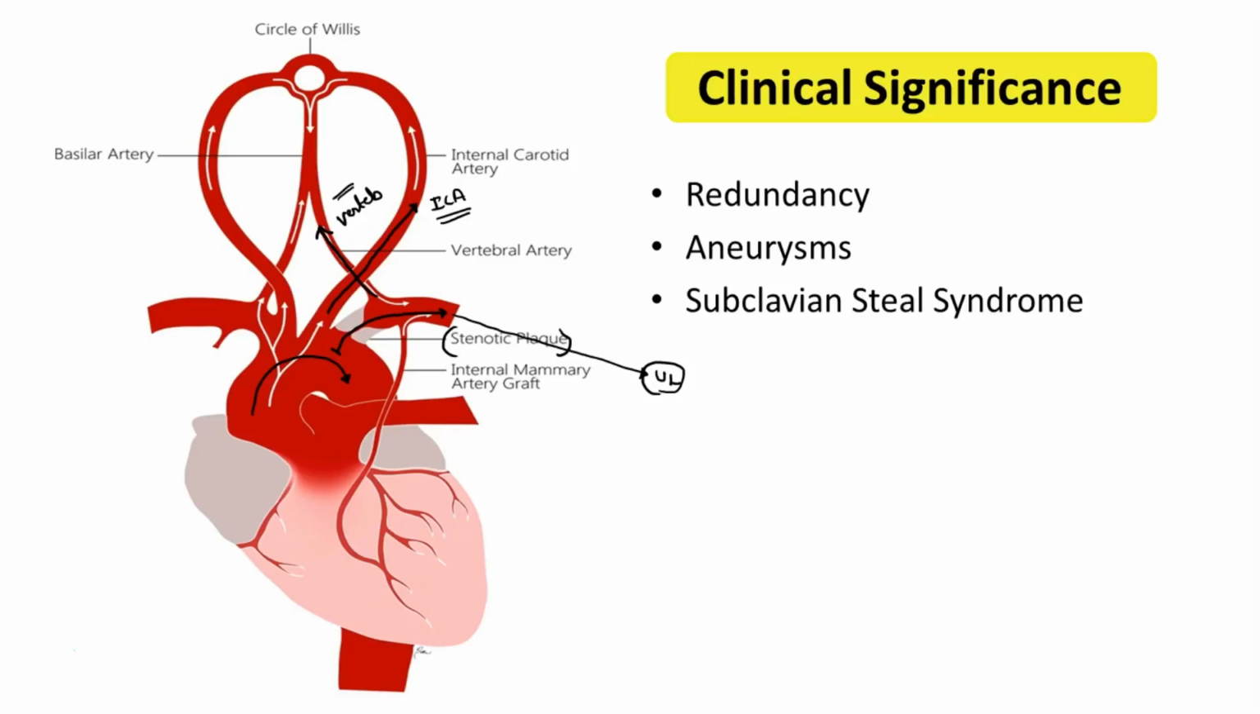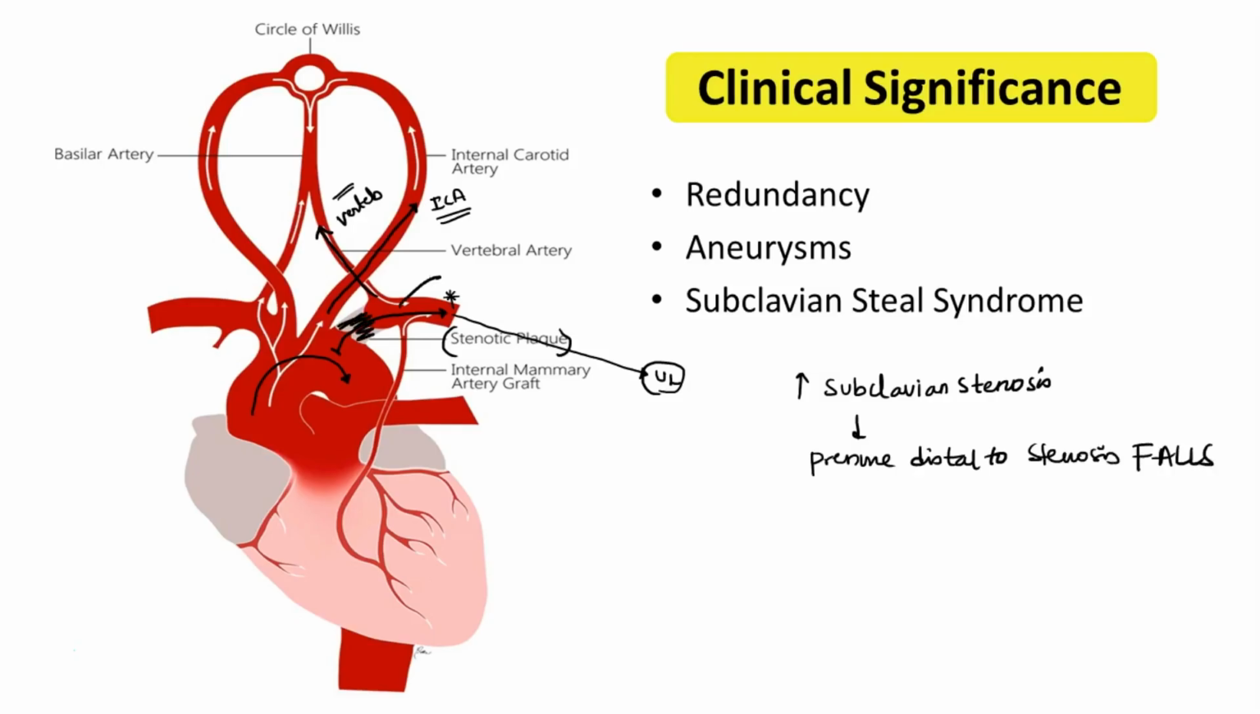So if there is a stenosis, what happens? There is a decreased blood supply to the limb part. And if there is subclavian stenosis, just concentrate here. The pressure distal to stenosis falls. So as there is a stenosis here, the pressure which is present distal to the stenosis comes down.